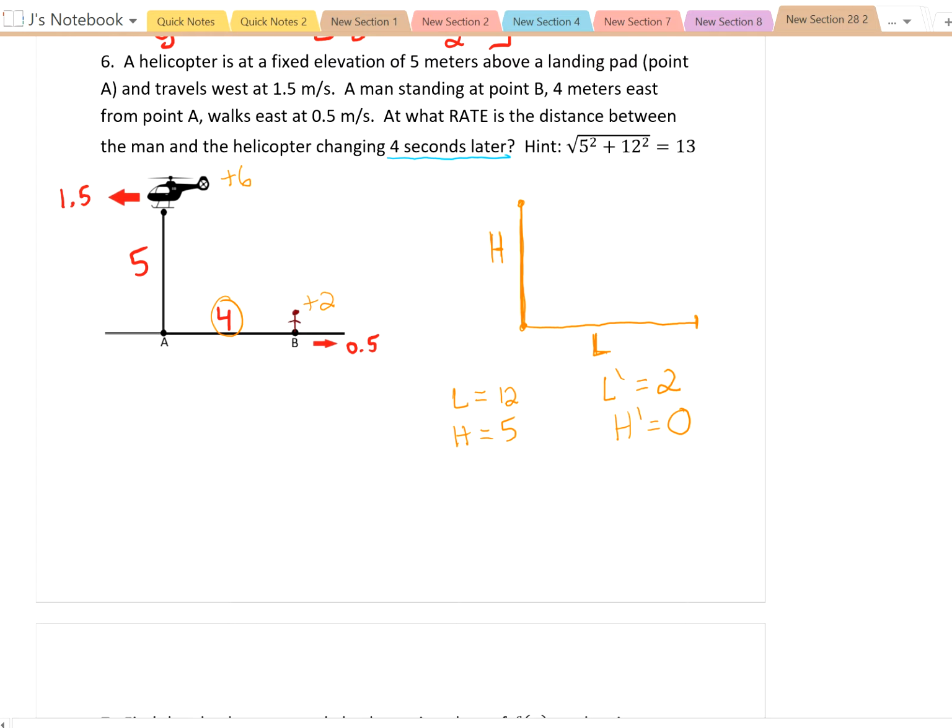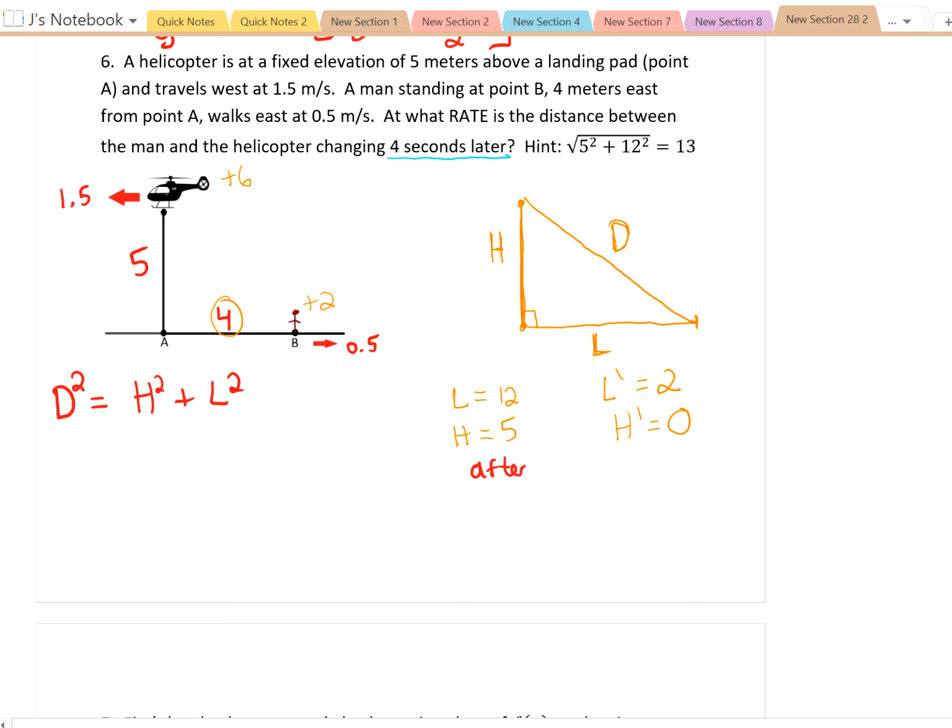Okay. Now we need a third part of our diagram. We need to label the total distance between them. The distance between the man and the helicopter, I'll call capital D. It's the hypotenuse of that right angle triangle. Okay, next. Let's relate the variables together. D squared equals h squared plus L squared. That's going to allow us to do two things. It's going to allow us to find an expression that involves D prime, what we're after. What rate is the distance between the man and helicopter changing, so that's D prime. It's also going to allow us to solve for what the distance is after 4 seconds.